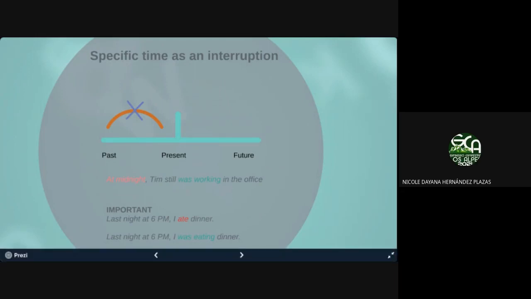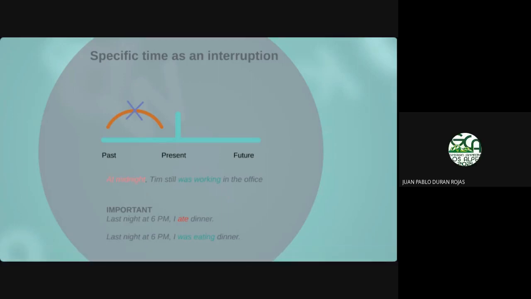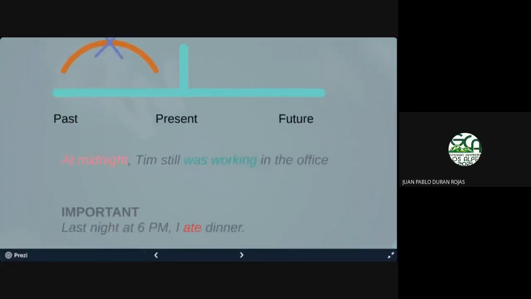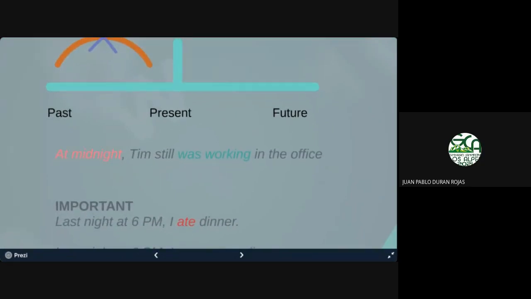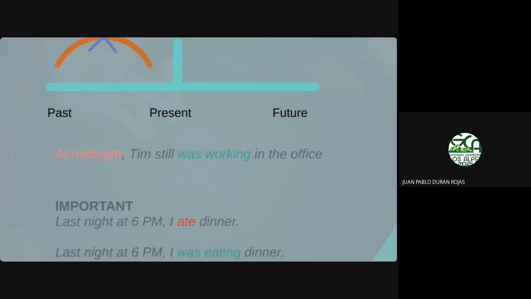So I am going to ask Juan Pablo, darling, can you please help me reading this example? Wait, it might be a little blurry. Let me put it. Ready. At midnight, Tim still was working in the office. Thank you. So look at this. At midnight, medianoche, Tim was still working in the office.